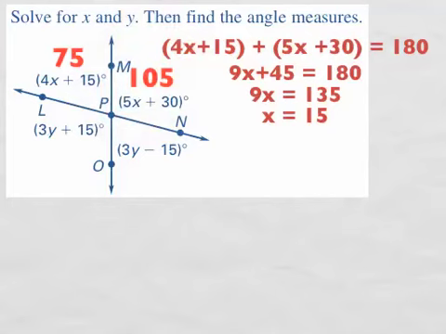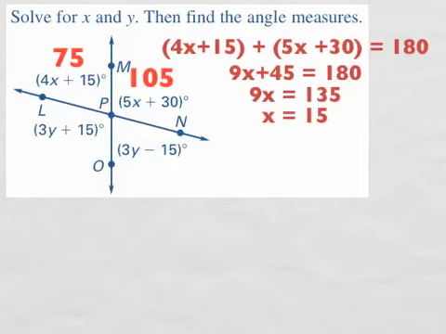You can double check to make sure that your answer makes sense by doing 75 plus 105, which you find is 180. So those angles would be supplementary, which we know to be true. So my answer makes sense. Now I could say that angle LPO is congruent to angle MPN because they are vertical angles, and that's fine. So vertical angles are congruent, so that missing angle would be 105. And same thing goes for my other angle.